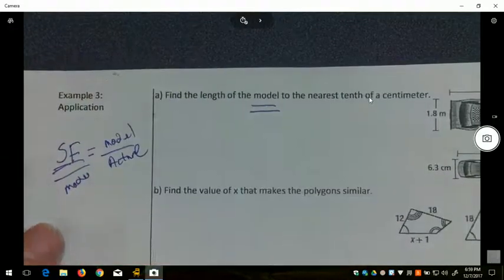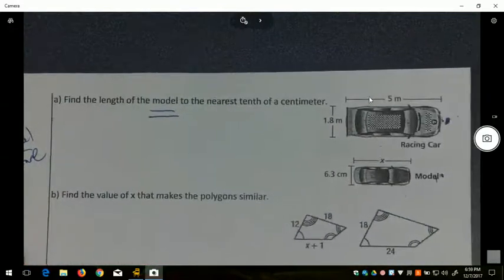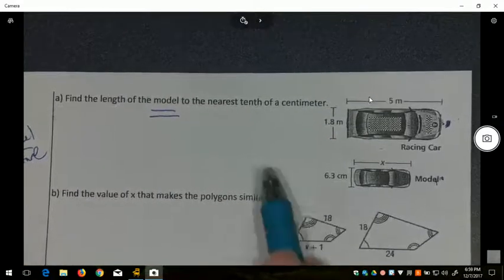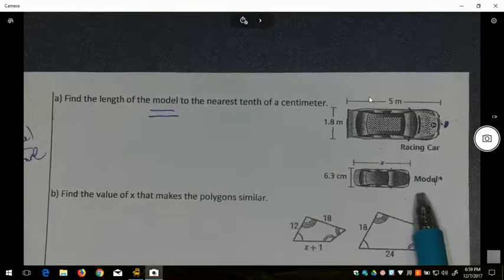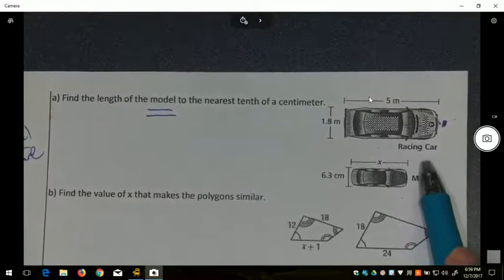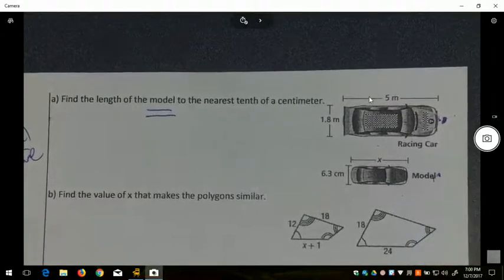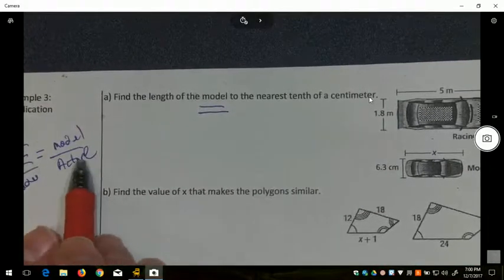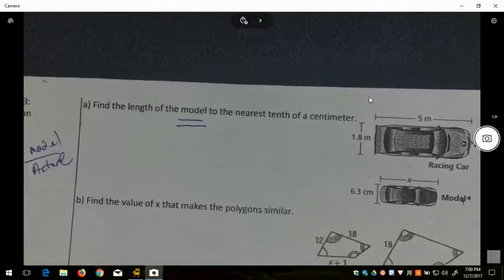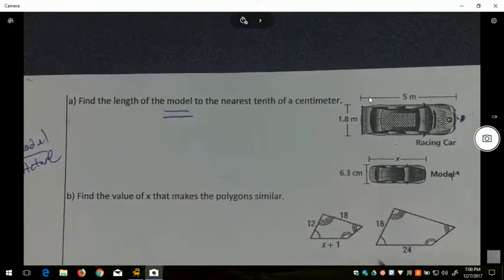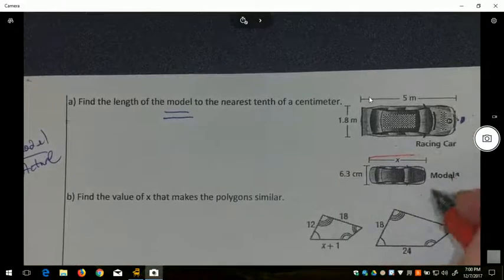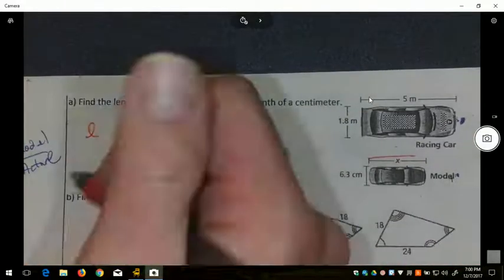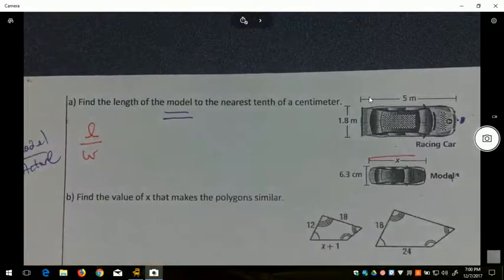Model over actual. So when they ask us to find the length of the model, there's actually several ratios we could do. We're assuming that the model and the racing car are proportional because you should always build the model to be proportional to the actual item. So again, since we're building the model, that's our image based on the actual shape. So image over pre-image kind of makes sense for model over actual. We're trying to find the length of the model car. So our ratio, I'm going to be considering the length to the width of the car.